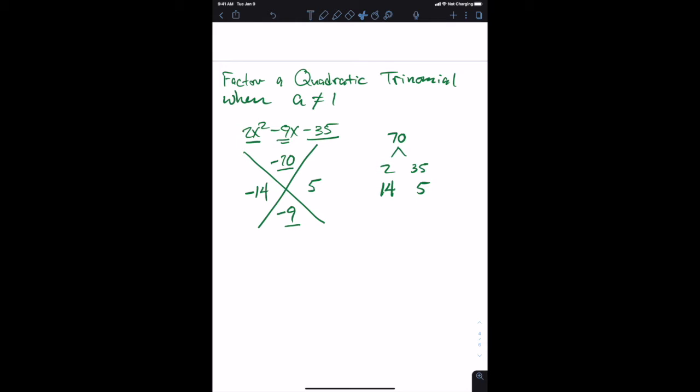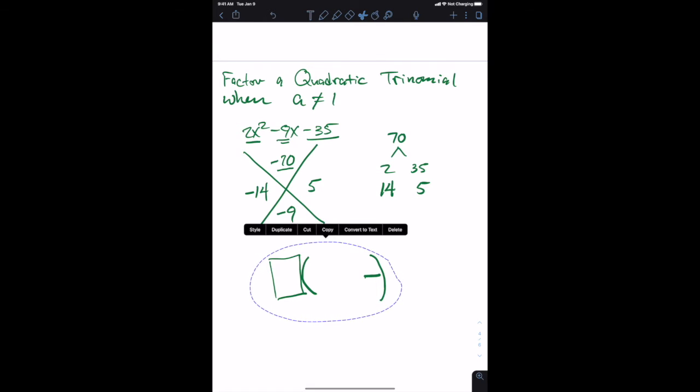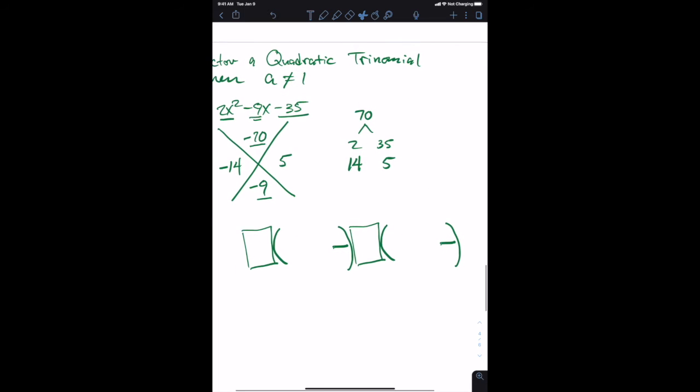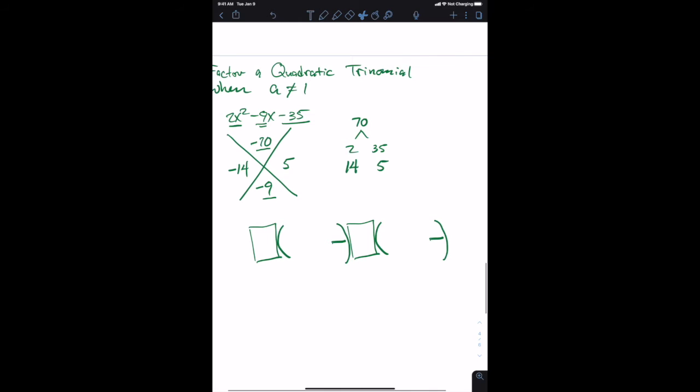But now I'm going to show you a graphic organizer. The graphic organizer looks like this, where I draw this and put a fraction bar right here, and I put a box on the outside, and I'm just going to do two of those. So I'm just going to copy this and put it right next to it. Now what we're doing is taking our leading coefficient, which is the 2, and putting it down here.